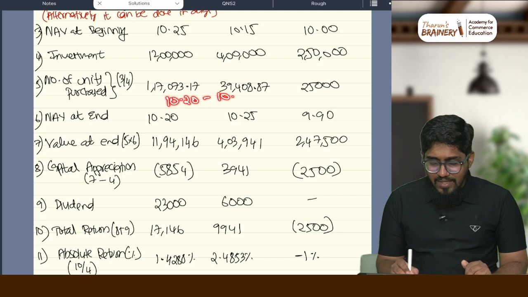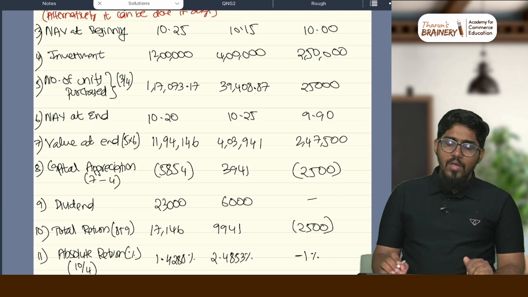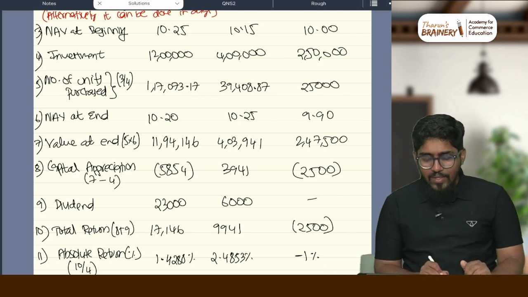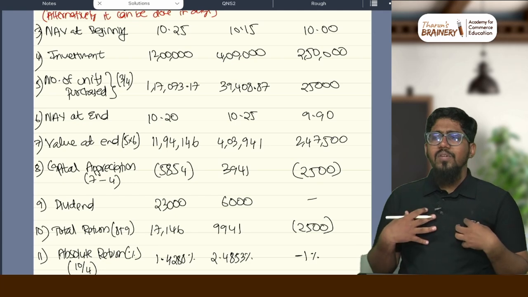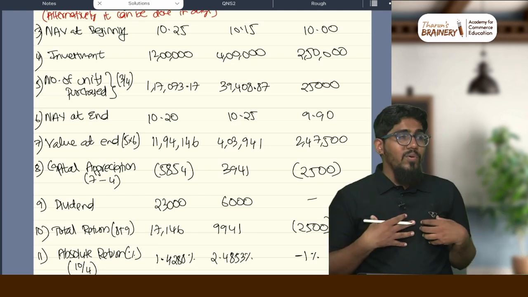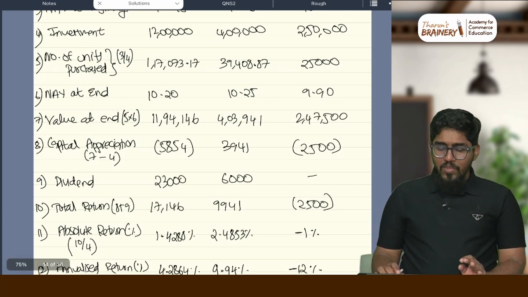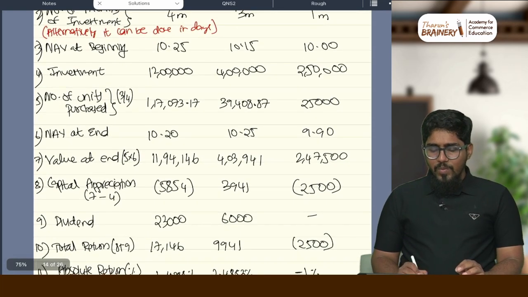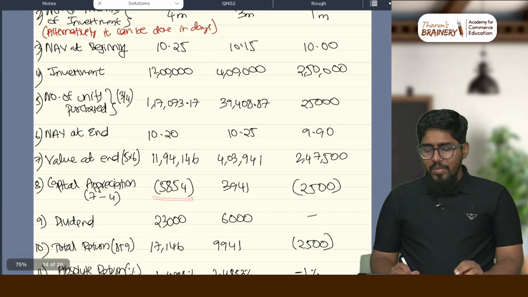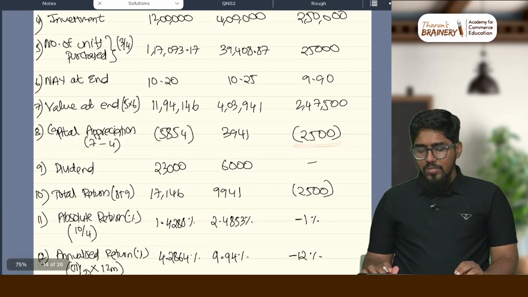10.20 minus 10.25 multiplied by the number of units gives 1,17,073. You can directly arrive at capital appreciation, but I'm including one extra step in case someone doesn't feel comfortable; you can do it this way. Which means for fund A my value has been reduced to 5,854, fund B to 39,541, and fund C to 2,500.